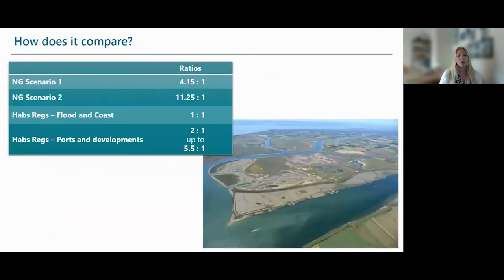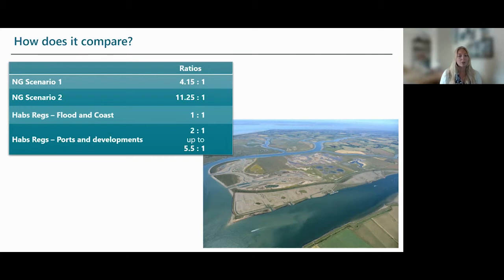I just want to then put these scores into context of the habitat regulation. So I've given you a comparison here, and this compares to our 27 years of experience, ABPmer's experience of delivering compensation under the habitats regulations. For flood and coastal defence projects, we find these ratios are normally around 1 to 1.